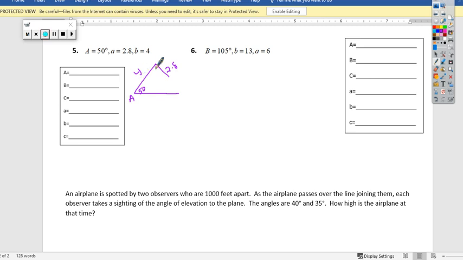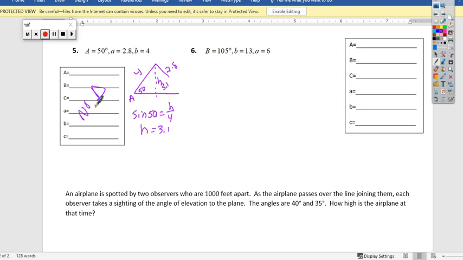I'm finding the height. So that's going to be the sine of 50 is equal to h over 4. I find the height to be about 3.1. Because this side's too short, it's going to swing around. In this case, we have no triangle.